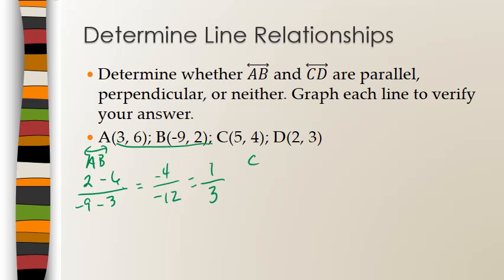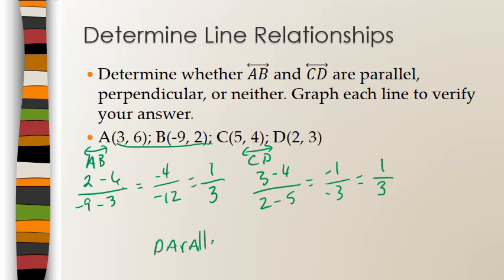All right, let's check on CD. y2, 3, minus 4, y1, over x2, 2, minus 5, x1. I got 3 minus 4 is -1, and 2 minus 5 is -3. I got two negatives, which makes it positive. Shazam, they got the same slope. They are, in fact, parallel.